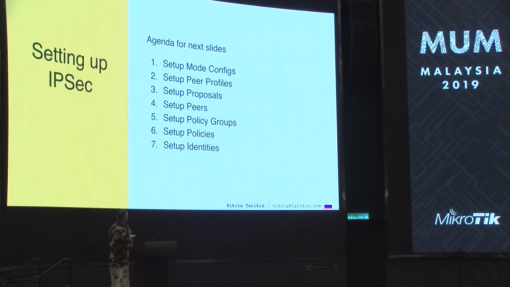So maybe who already tried to set up IKEv2 or IPSec before can notice that there are two new blocks that appeared in the IPSec configuration, peer profiles and identities. Identities makes really magic in 6.44. I will explain later. Okay, let's go.